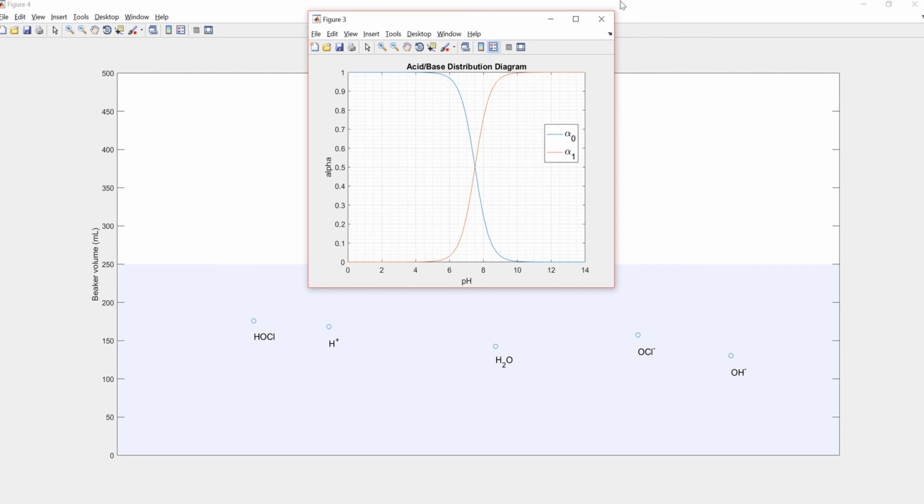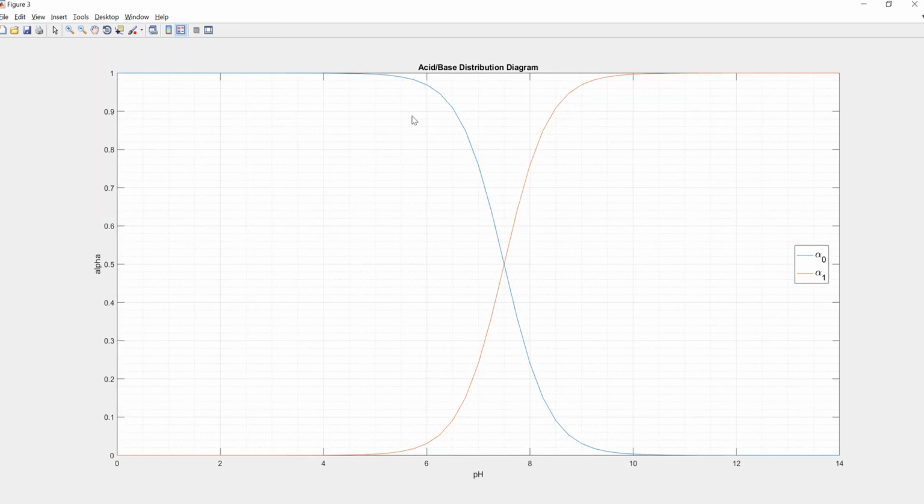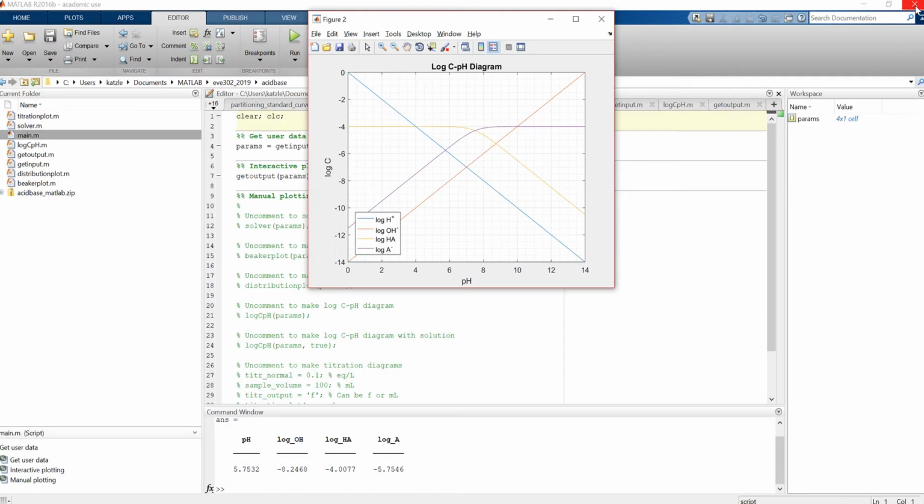Here you can see that at the pKa of 7.5, alpha naught and alpha 1 are both equal to 0.5, indicating that the acid and base have equal concentrations. At low pH, alpha naught, corresponding to the acid, dominates, and above the pKa, alpha 1, corresponding to the base, dominates. Okay. Closing this figure, the next figure that you see is a log.cph diagram.